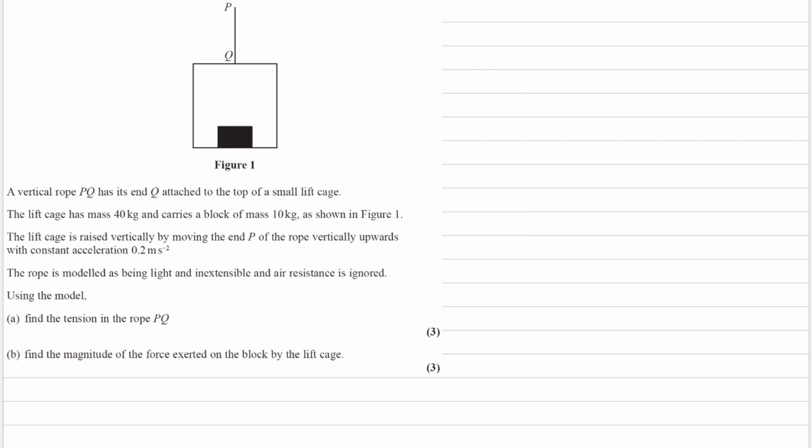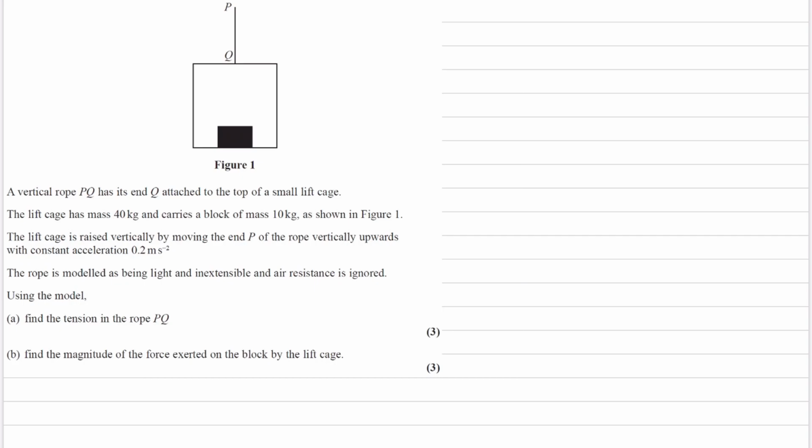So we have a vertical rope PQ, has its end Q attached to the top of a small lift cage. We're given the mass of the lift cage and also the mass of the block within the lift cage. We're told the acceleration is 0.2 meters per second squared, our modeling assumptions, and then we're asked to find out what the tension would be in the rope PQ.